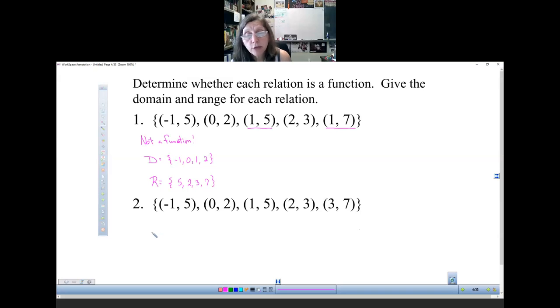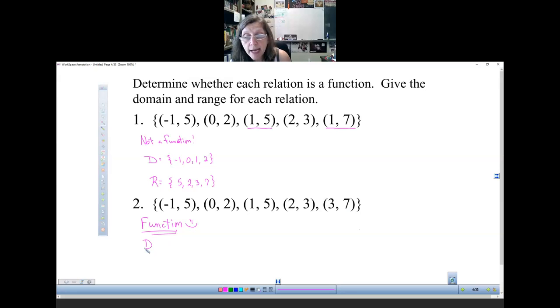No, there are not. So this is a function. This particular set of ordered pairs does represent a function. So that's a good thing, right? We've identified that because I can go through and each x value is its own little thing.